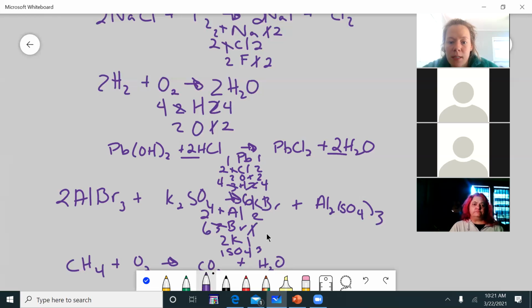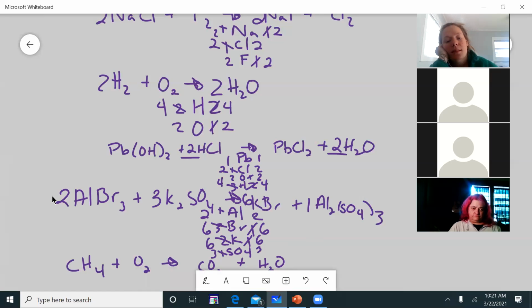That'll change bromine to 6. It'll also change potassium to 6. So now I need to get 6 on this side for my potassium. Well, if I put a 3 here, that changes this to 6. It also changes my sulfate to 3, and we're balanced. Again, if you balance sulfates before you balance potassiums or something like that, it will be fine as long as you end up with coefficients of 2, 3, 6, and then there's an inferred 1 here.